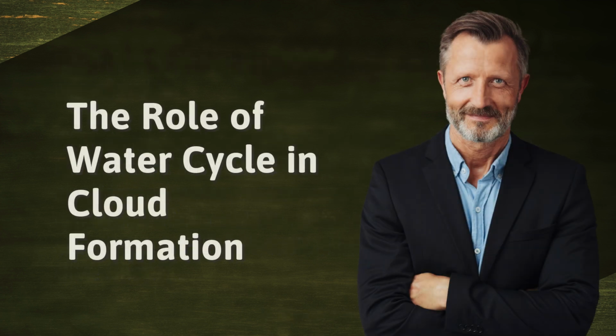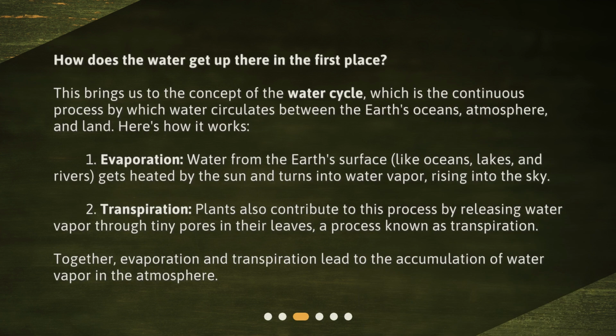The role of the water cycle in cloud formation. How does the water get up there in the first place? This brings us to the concept of the water cycle, which is the continuous process by which water circulates between the Earth's oceans, atmosphere, and land. Here's how it works. 1. Evaporation. Water from the Earth's surface, like oceans, lakes, and rivers, gets heated by the sun and turns into water vapor, rising into the sky.